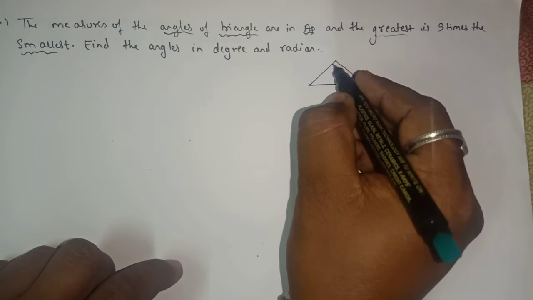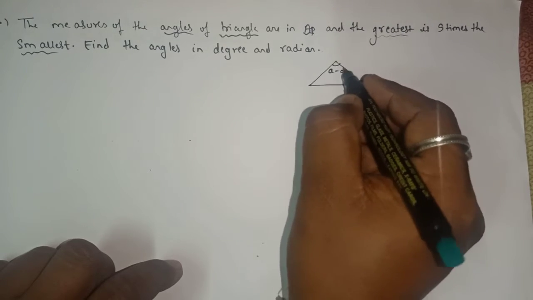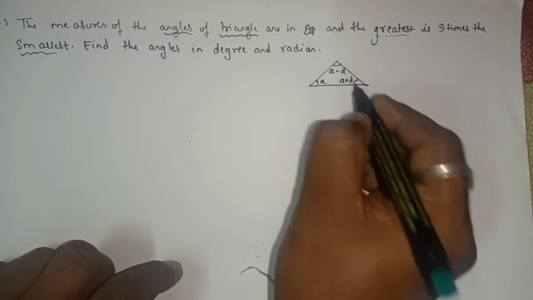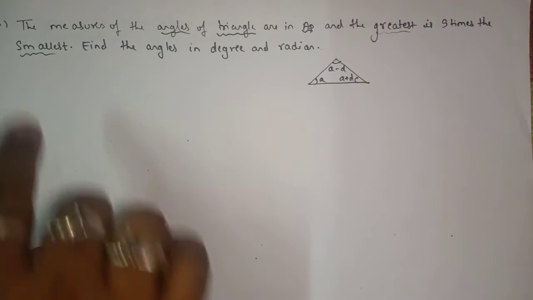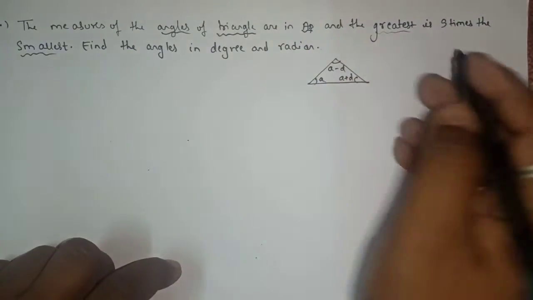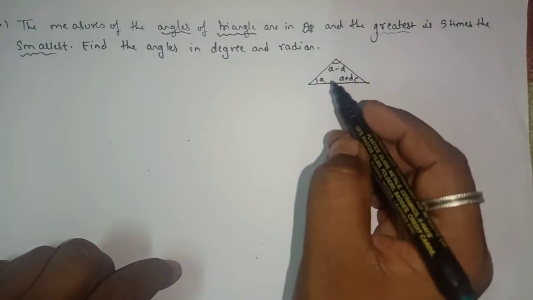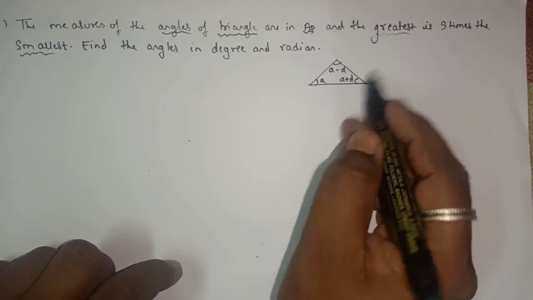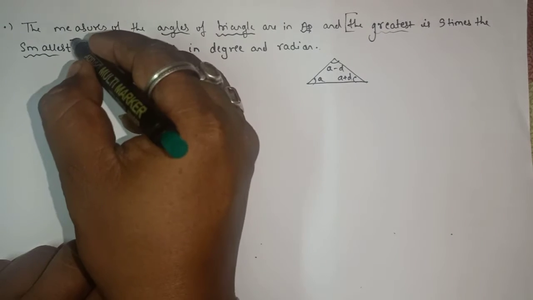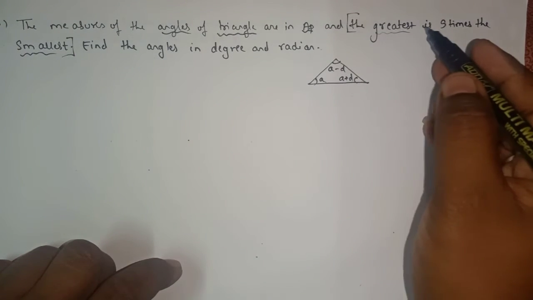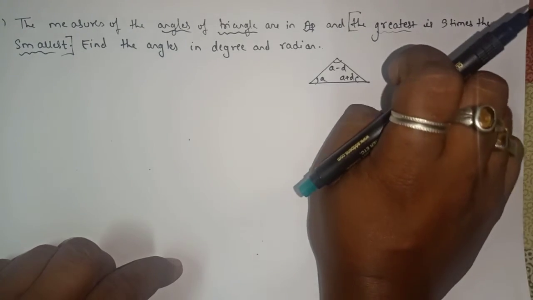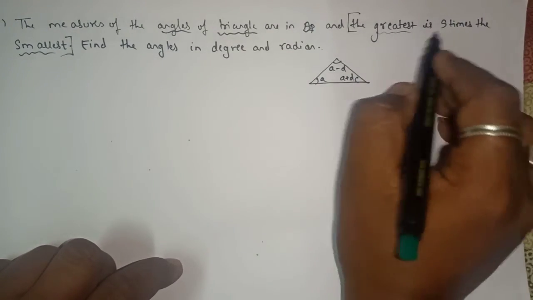In which we'll take the first angle as a minus d, second as a, and third as a plus d. So the measure of the angles of the triangle are in AP: a minus d, a, and a plus d. Here we have one condition. It says that the greatest angle is 5 times the smallest.